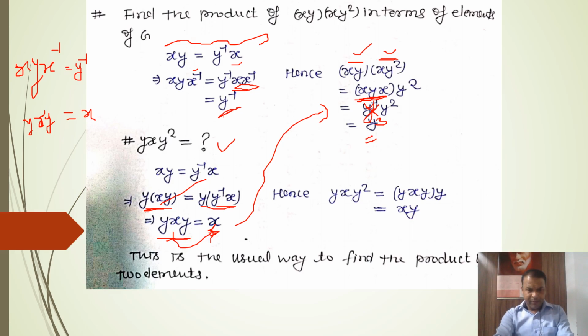Similarly, here we want to find the value of this term. So yxy square can be written as yxy into y. Here we are breaking y square into two parts, y into y, and then we apply the associative rule. As we know, the result yxy is equivalent to x. So the first part is equivalent to x, and x into y will be equal to xy. So this is the rule to find the product of two elements of a dihedral group.